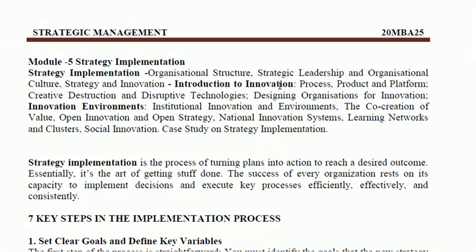So the fifth module is the final stage, or else the one before the final stage, which is implementing those strategies. Whatever strategies the business has decided, looking at the external environment, looking at the internal resources and capabilities, and understanding what strategic management is, the later part is about implementation of those strategies in order to get the result. So what are the steps in implementation of the strategy, and how it goes about, is what is being explained in this module.